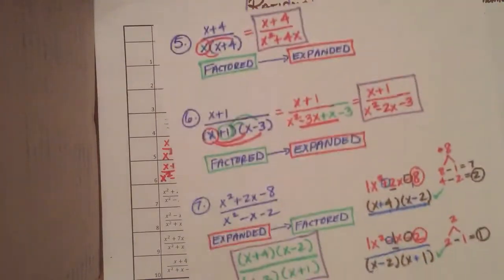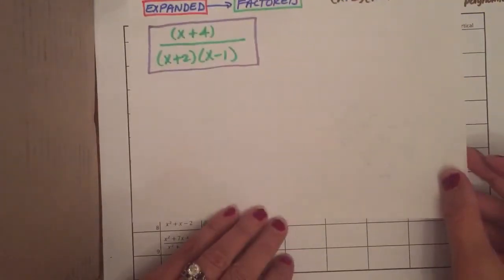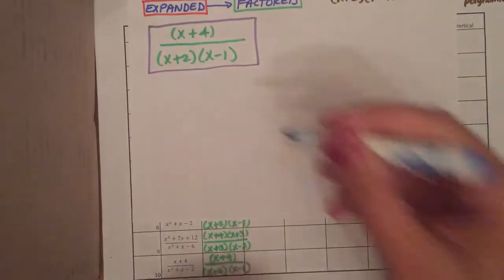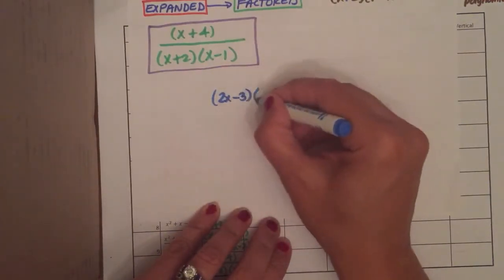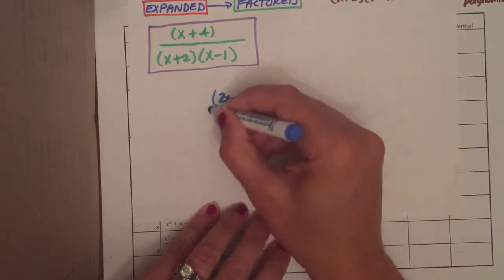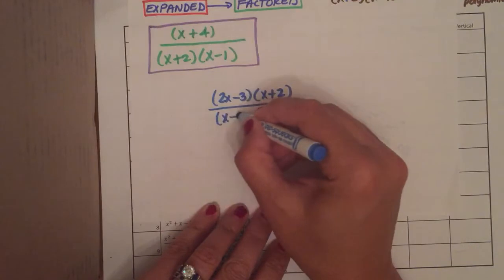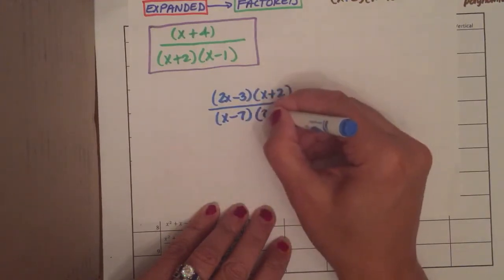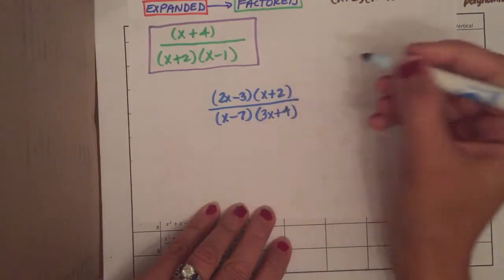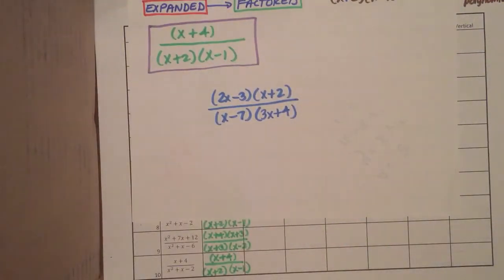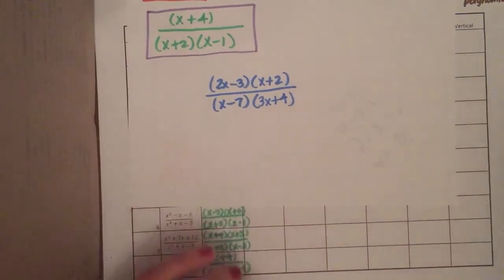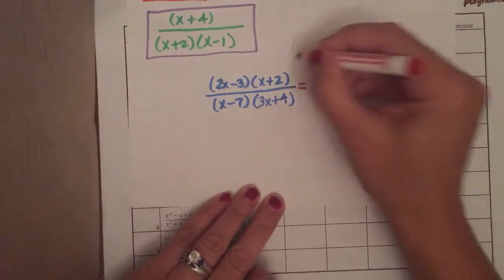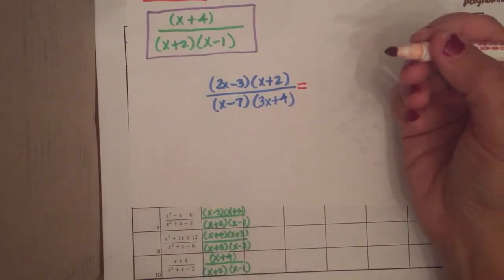Now, although we didn't have one on this particular sheet, let's look at a situation like this. What if I had been given an example, 2x minus 3, x plus 2 over x minus 7, 3x plus 4. Let's say I was given this. Now this is in factored form, and we want to convert this to expanded form. So I would do the same process. You can use FOIL, first, outer, inner, last, which is the same thing as using distribution.